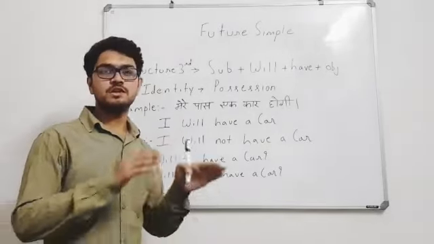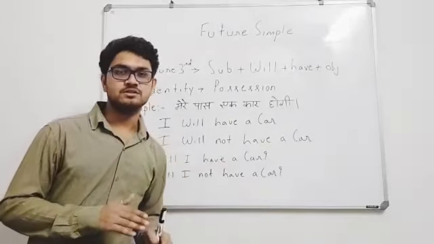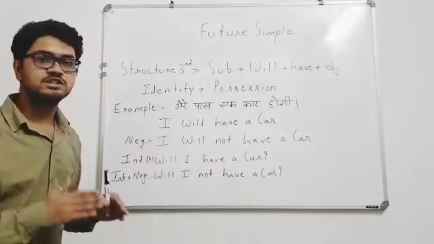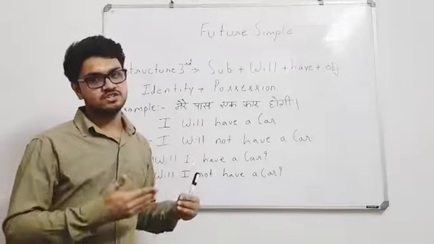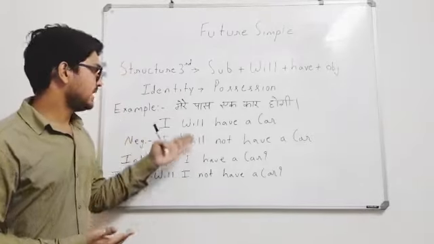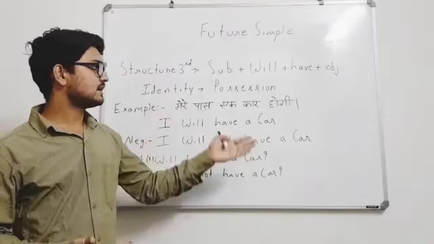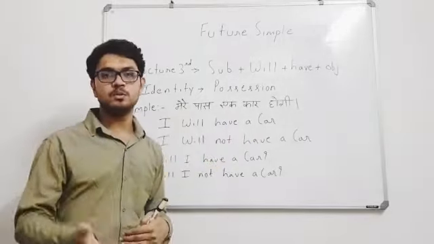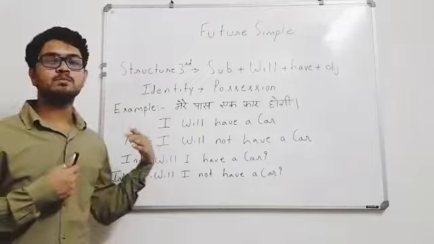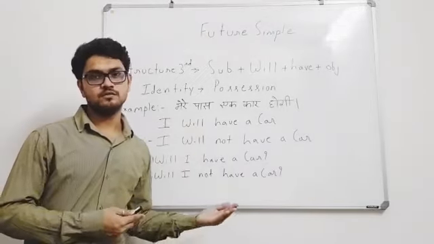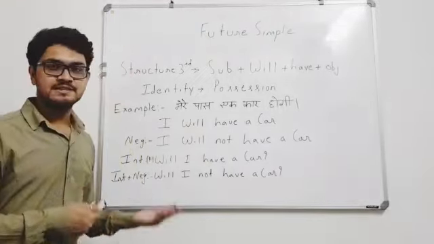Remember, the third structure we use in the sense of possession. In the sense of possession we use the third structure, in which we are talking about somebody's possession. They possess something. As in the sentence we can see "मेरे पास एक कार होगी". It means you are talking about your possession in the future, and we made this sentence. Now we are going to jump on to the fourth type of our future simple.